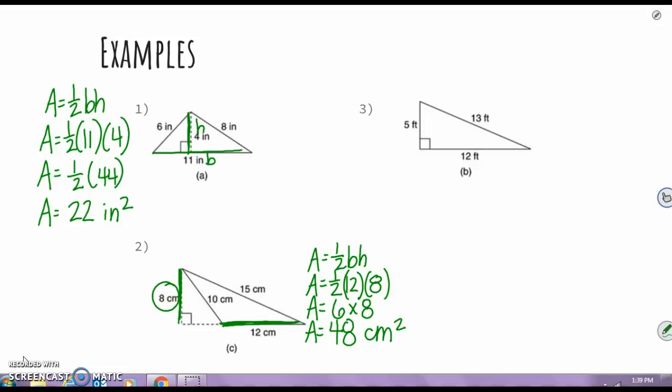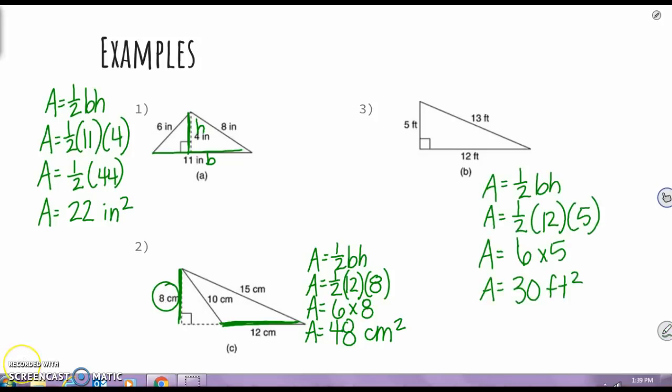Try number 3 on your own. If you got 30 feet squared as your answer for number 3, you are correct. The base is 12, the height is 5. Half of 12 is 6, times 5 is 30 feet squared.